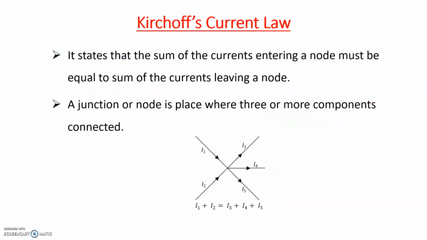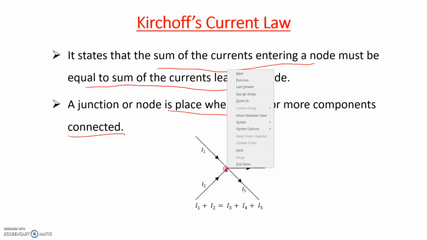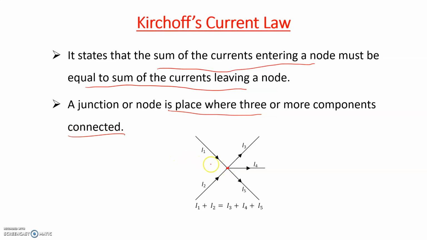Next, Kirchhoff's current law. It states that the sum of the current entering a node must be equal to the sum of the current leaving the node. So what is a node? A node or a junction is a place where two or more components meet. The meeting place of two or more components is known as a junction or node.